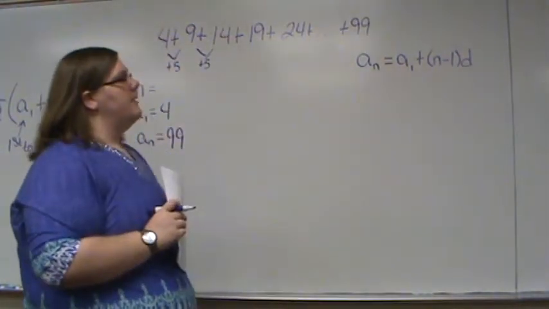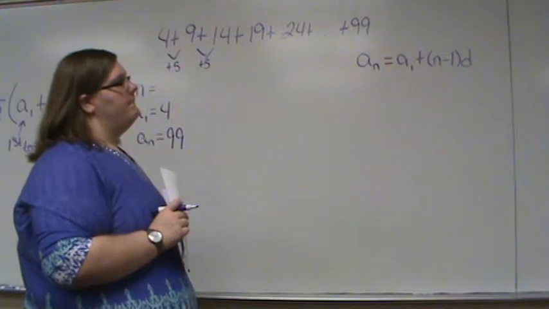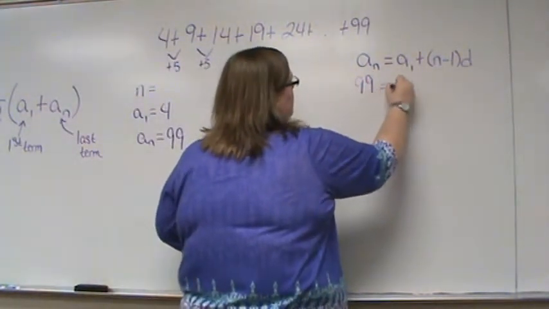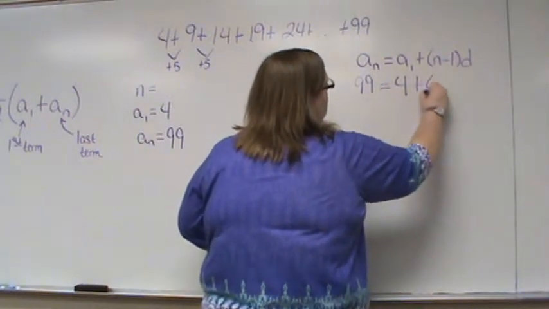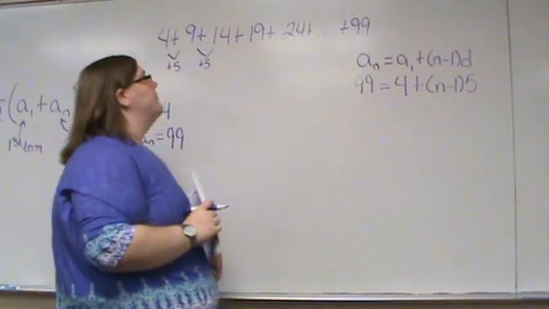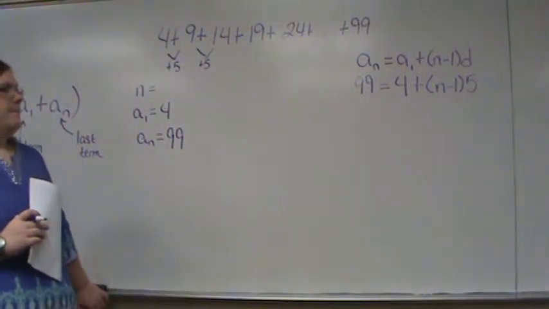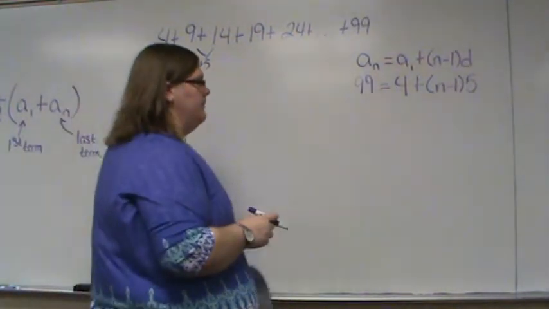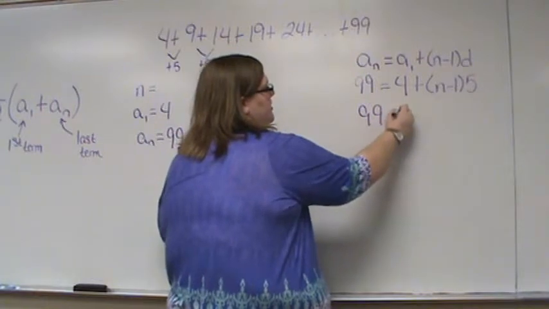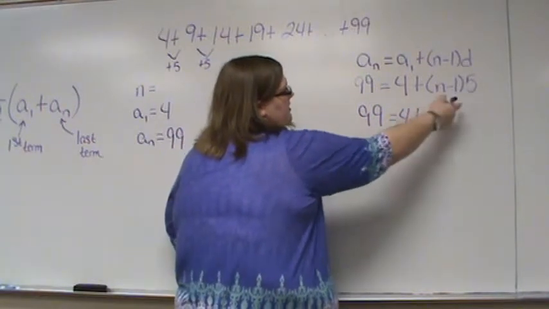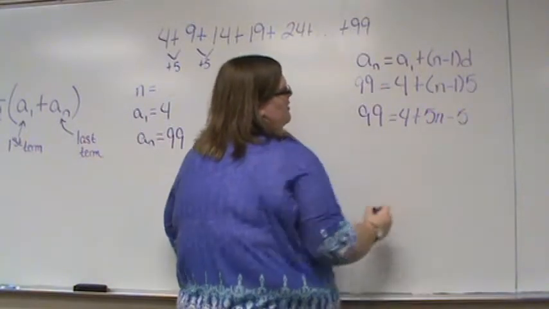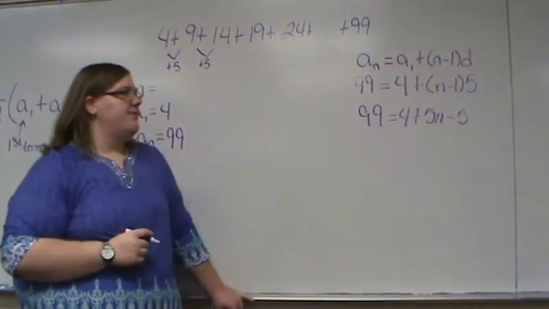So what are we plugging in? For AN, 99. A1 is 4. N minus 1 times 5, and our D was 5. So again, we're going to solve this for N. So we're going to have 99 equals 4 plus distributing that 5, so we end up with 5N minus 5.